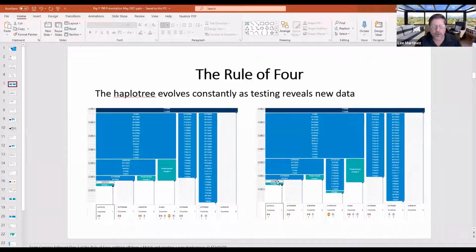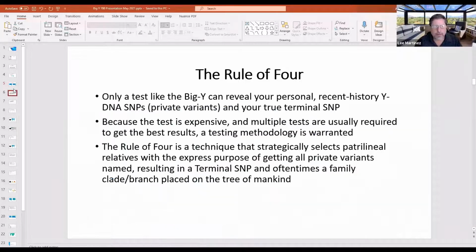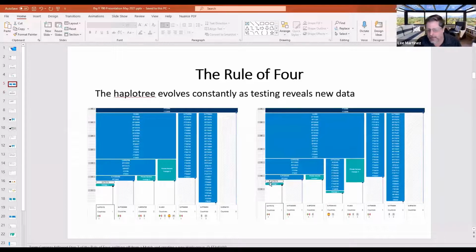A terminal doesn't mean last. It could mean last. I mean, technically, for my dad, QFT5172 is not just his terminal SNP, but it's his true terminal SNP, meaning there's no amount of testing that is going to get him a new one farther down the branch. That's as far down the branch as he's ever going to get. So it's a true terminal SNP.